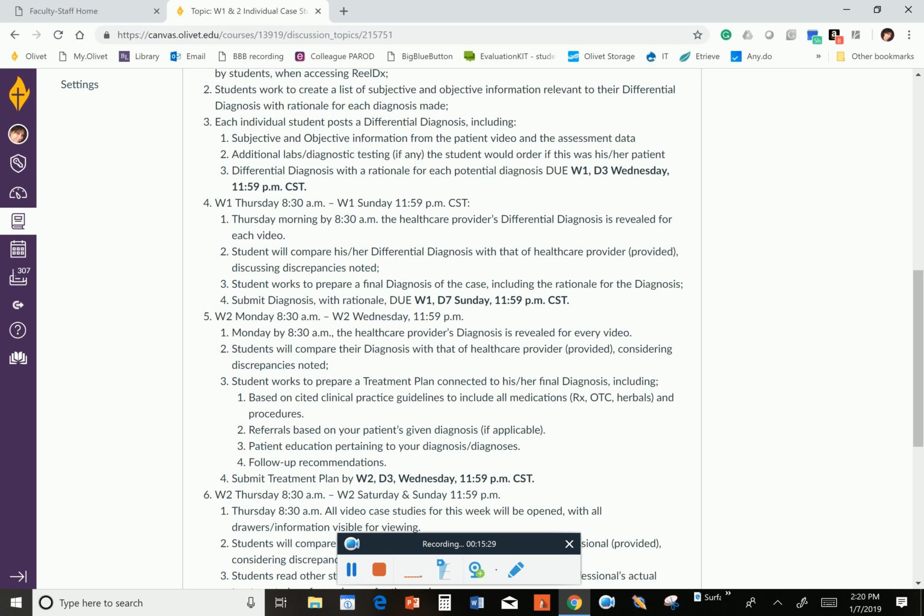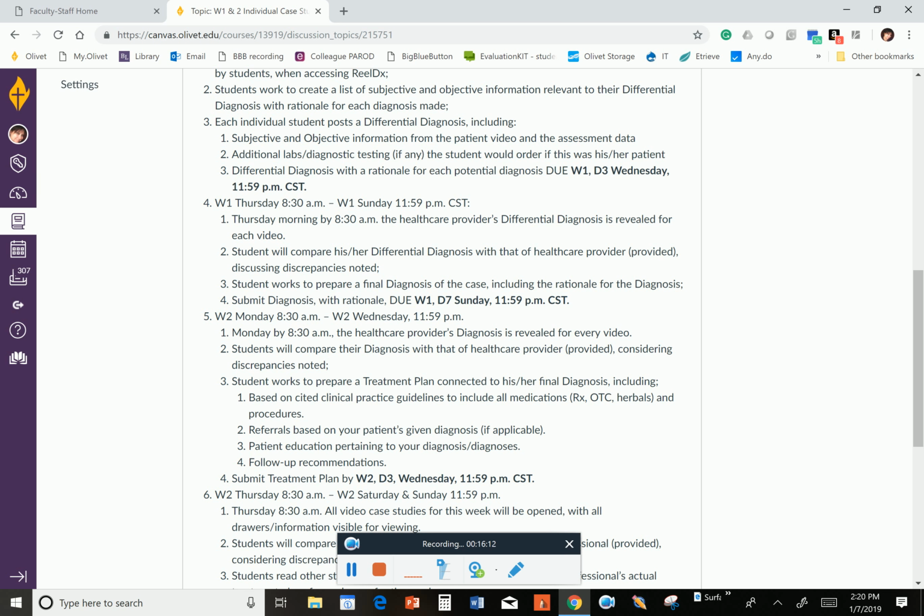If you do get your differential diagnoses of the healthcare provider, which is going to happen about 90% of the time, you need to compare your differential diagnosis with that of the healthcare provider, and you need to discuss any discrepancies. So you need to explain why you believe the provider chose a differential that you did not choose, and vice versa. So you need to then prepare a final diagnosis on the case, including a rationale, and submit the diagnosis with the rationale by Sunday. So all of that needs to be done by Sunday.